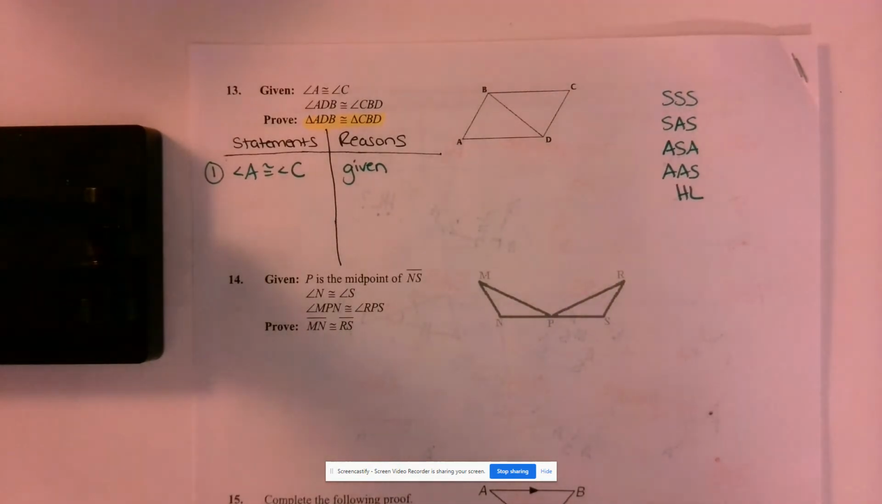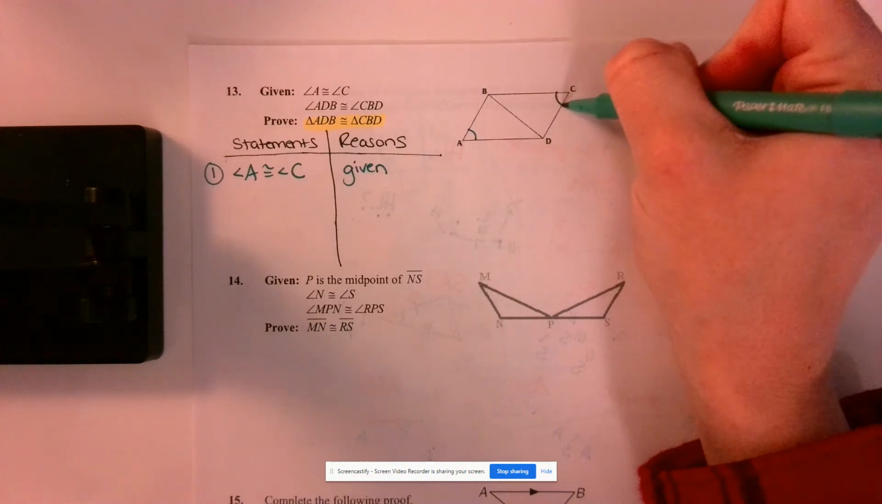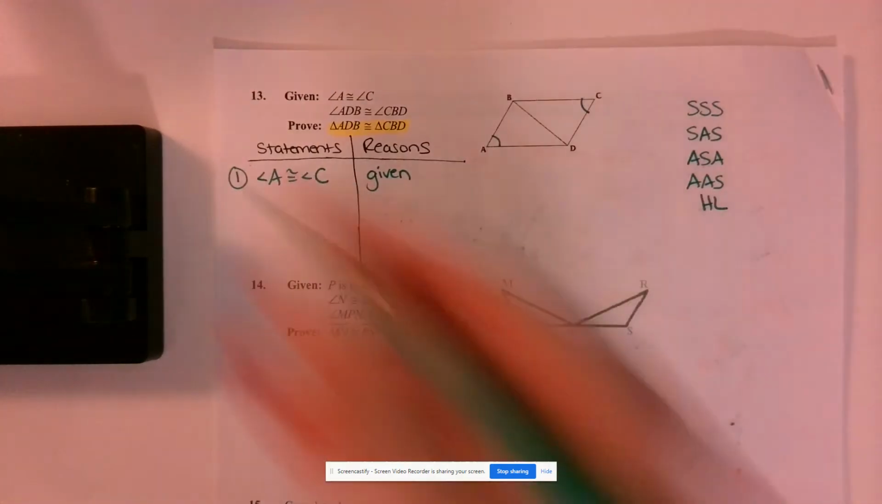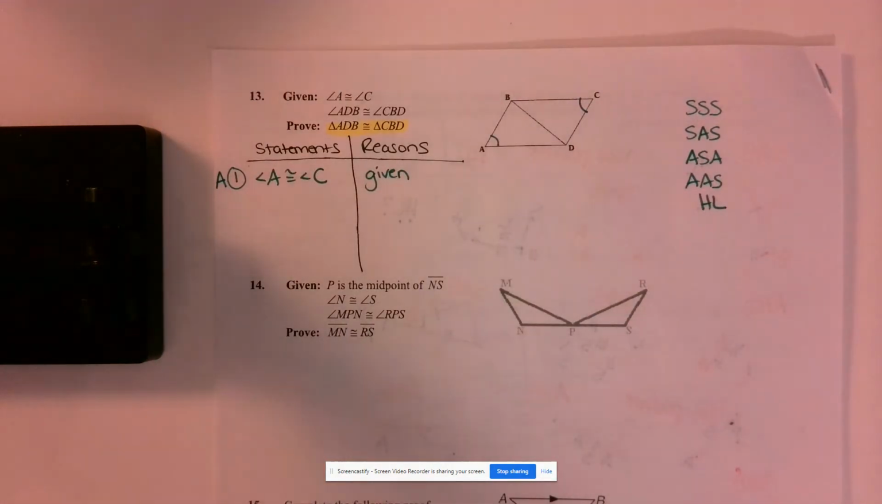We're first told that angle A is congruent to angle C. That was not labeled in our picture, so let's go ahead and mark those angles as congruent. That shows us that we have one pair of congruent angles so far.